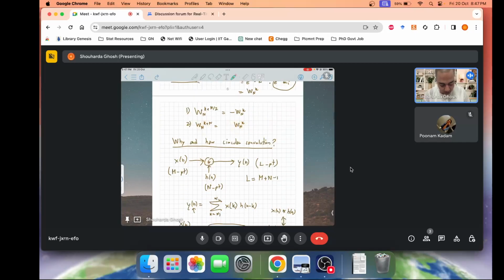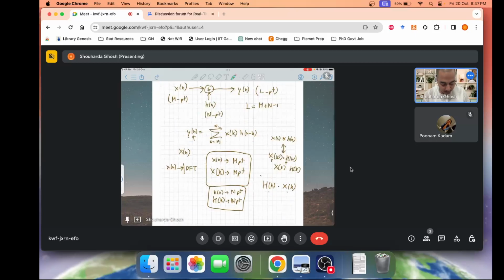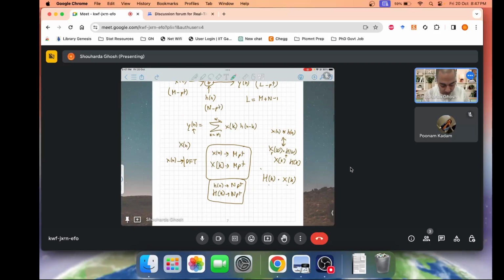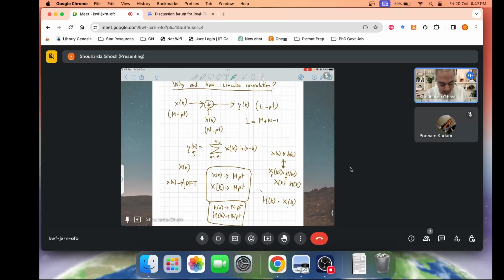Okay, and then we talked about why and how circular convolution arises. Generally, when you have an M-point and an N-point signal and you linearly convolve them, you get an M plus N minus 1 length sequence. But suppose you take x of n and do its DFT, you obtain an M-point sequence, and h of n you do its M-point DFT. But then you cannot multiply them, because the DFTs will have different sequence lengths, and you can't multiply two different sequence lengths.